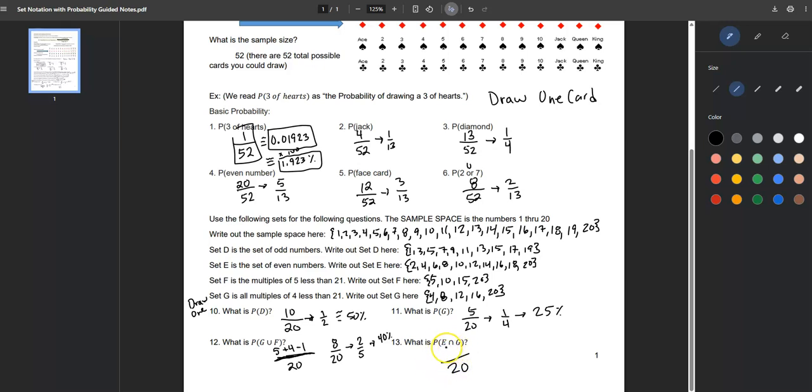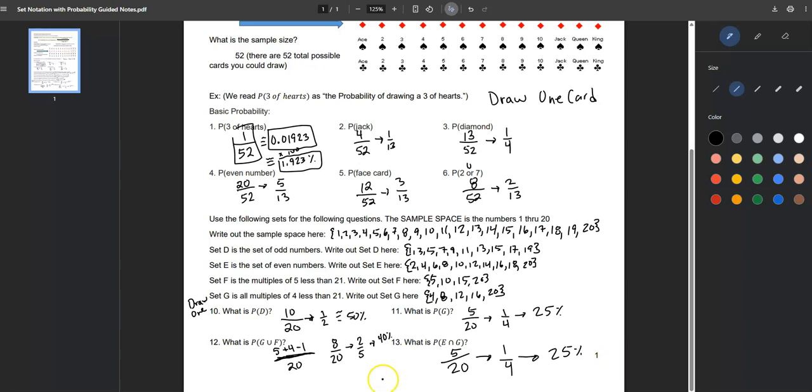Okay, this next one, E and G, this would still be out of 20, but now I'm looking for the intersection, what's part of E and G. So I've got E as the even numbers, and G is the multiples of 4. So 4 is part, 8, 12, 16, and 20. So they share all of those, so that'd be 5 out of 20, or 1/4. Or, again, 25% chance of selecting something that's part of E and G.